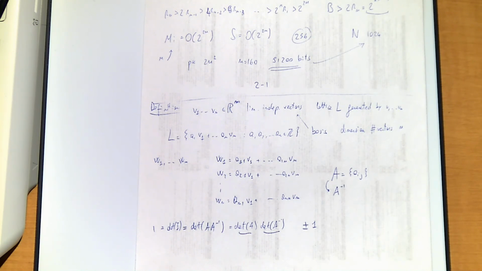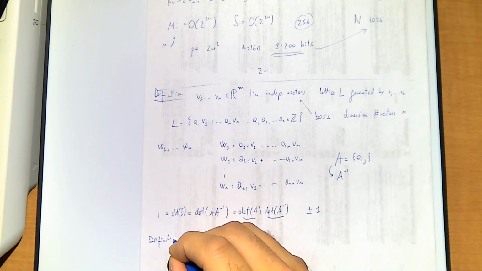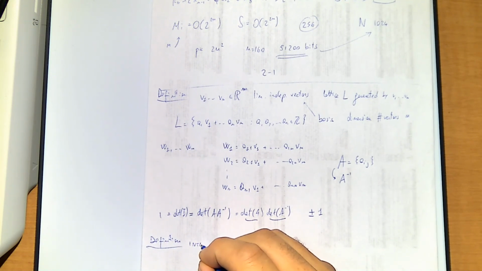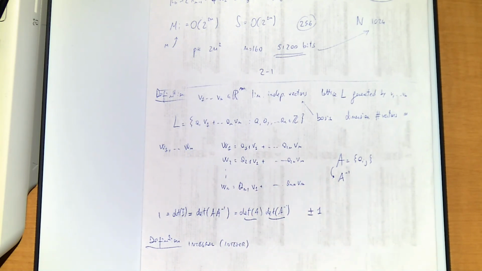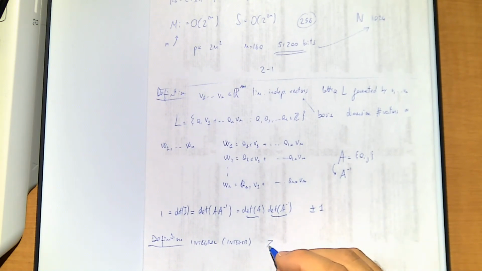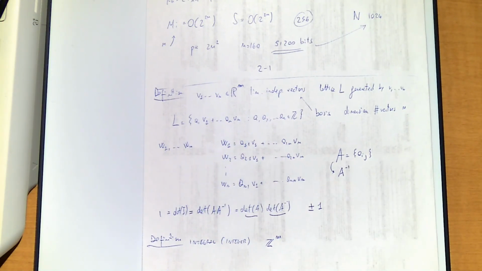Okay? Is that making sense? So then we talk about a specific type of lattices. We say that a lattice is integral, or integer, right? If all vectors have integer coordinates. Okay, so now we restrict to Z to the m rather than R to the m. Okay, this is going to be more convenient.